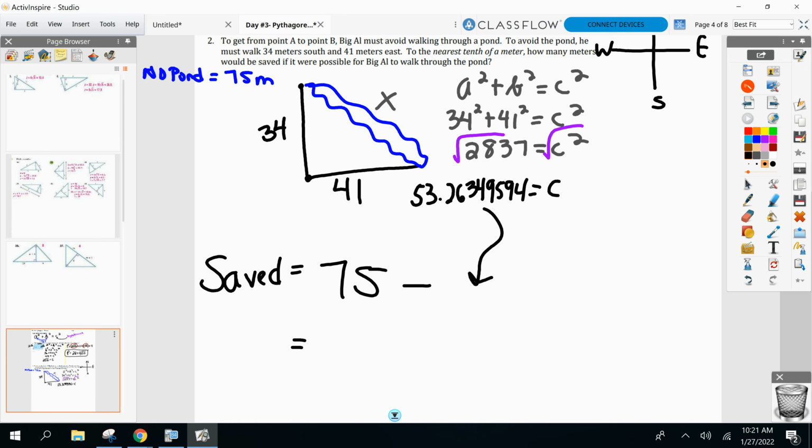So if Big Al could have walked through the water, he would have saved what? 21.7 meters. 21.7 meters.